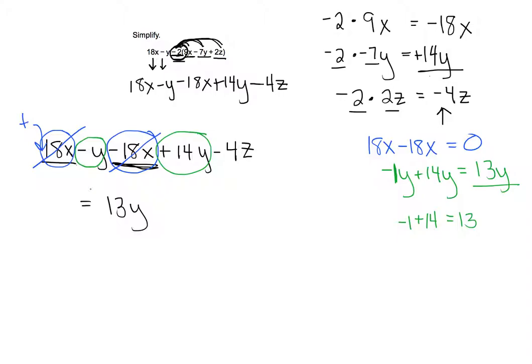So I took care of the y terms. Now all I have left is this z term. And I can't combine this z term with any other z, so I'll just bring that down and include it in my answer. And remember to always take the sign with it. So we'll just include the negative 4z here. So my final answer is 13y minus 4z.